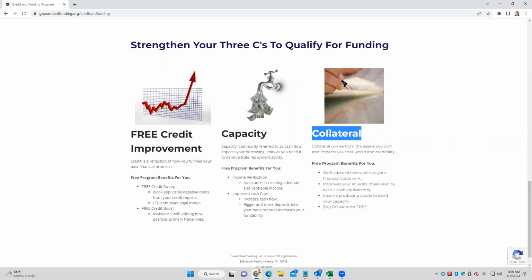We have some clients that come to us and they are credible across the 3 C's. Great, we're going to move right on into funding. But it's not unusual that we have clients that come in that are not credible in all 3 C's. And so that's what we help with. That's the purpose of the credit and funding program.